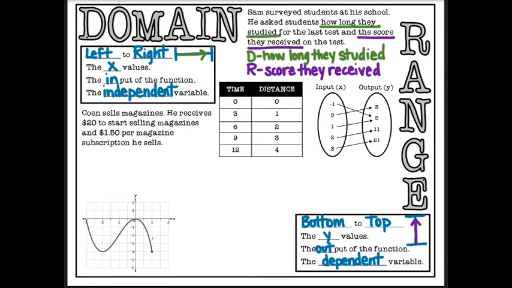Since input represents domain and output represents range, I can list my values in braces. So I'm going to write that the domain is -1, 0, 1, 2, 3, and the range is 3, 5, 11, 21. Notice when I listed those numbers in the braces, I listed them from least to greatest.